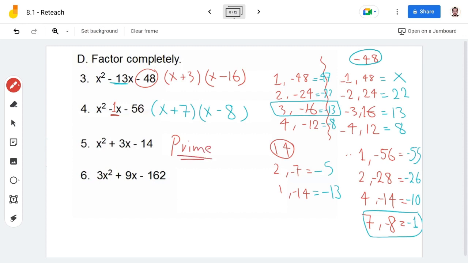Why do we call this one prime? Because we have no two numbers that, if you add them together, you will get 3. So try to do this one by yourself and show me what you get.